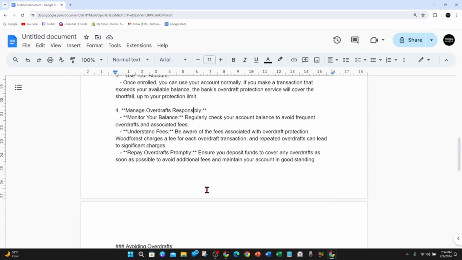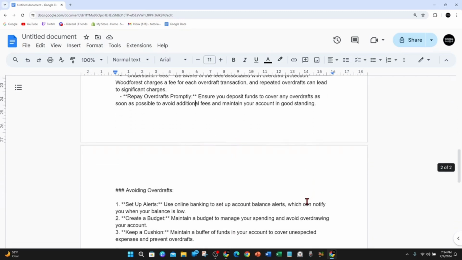And then from here, repay overdrafts promptly. So ensure you deposit funds to cover any overdrafts as soon as possible to avoid additional fees, because no one likes to pay additional fees, and maintain your account in good standing.